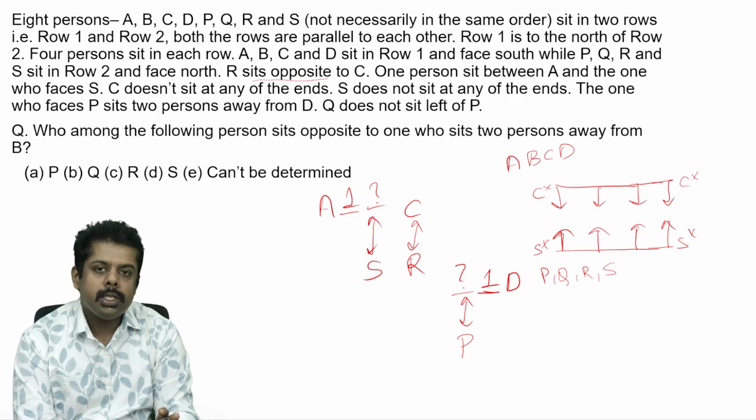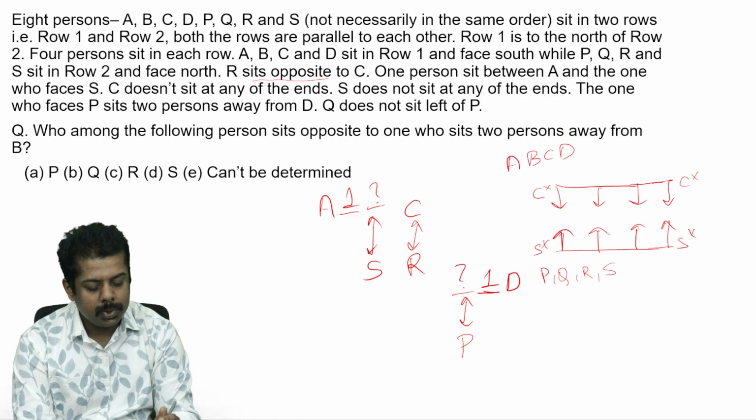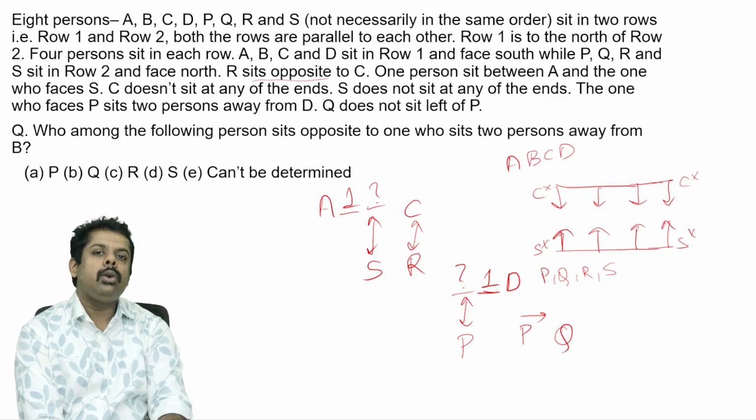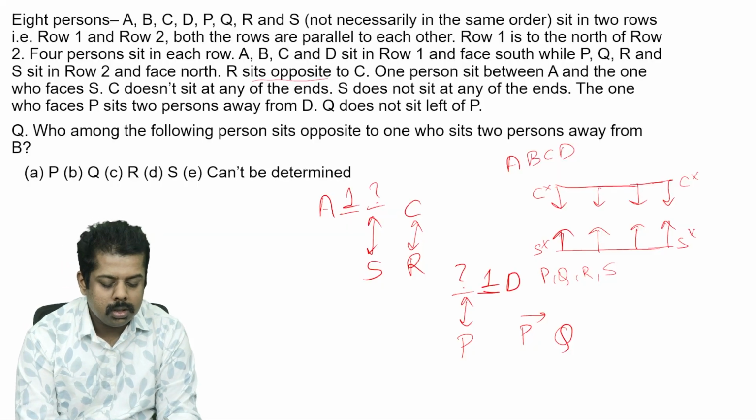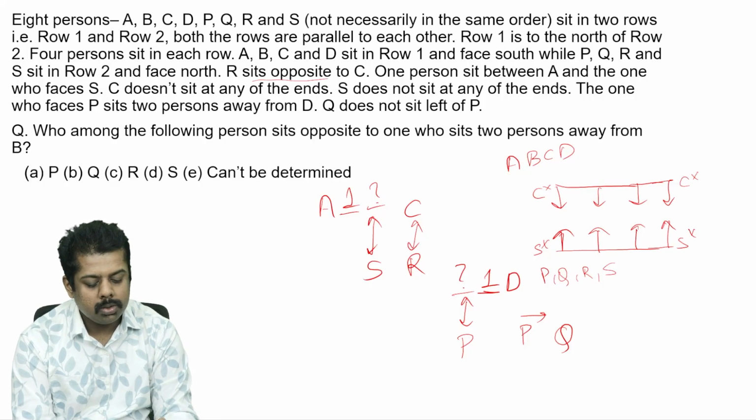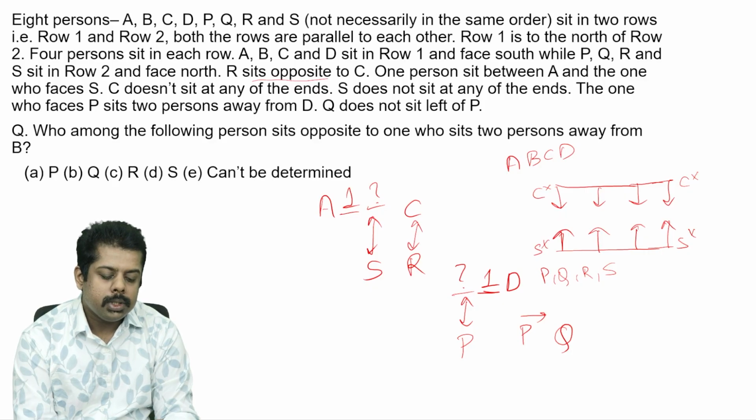The last point says that Q doesn't sit to the left of P. So if Q is not sitting to the left of P, then obviously Q is sitting to the right of P. So that is understood from that point. Now what we have to do is try and connect it. While connecting it, from where to start? That is an important thing. Now we have a few points, but exactly where we are going to start, that is an important scenario. So we had a point that the person facing S and A have a person between them.